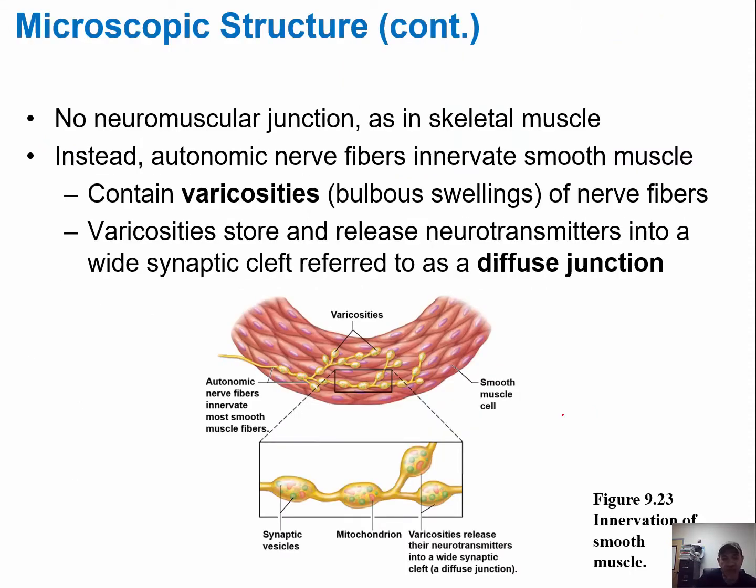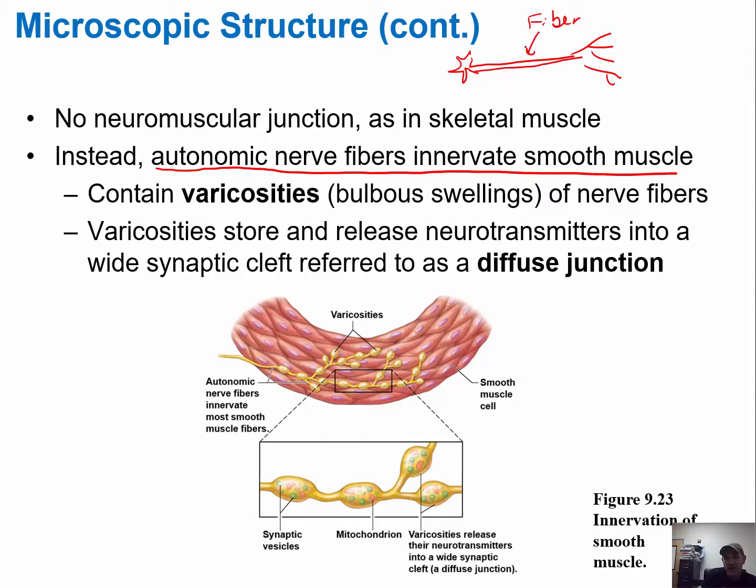At the microscopic level, there is no neuromuscular junction like we see in skeletal muscle. Instead, you're going to have the axons, or fibers, of autonomic nerves innervate the smooth muscle. Recall that neurons have extensions called axons. The axons, because they're very long and thin, can be referred to as fibers as well. So the axon can be called a fiber.